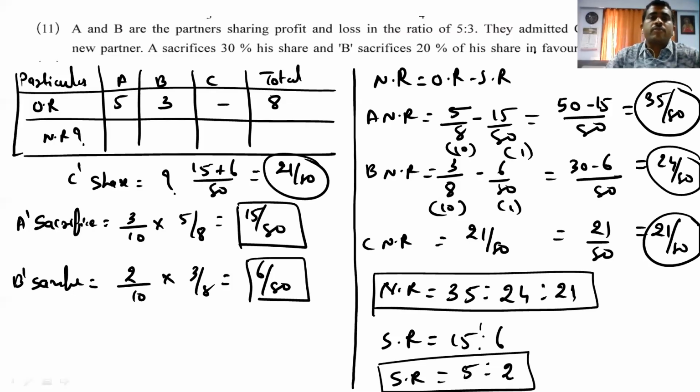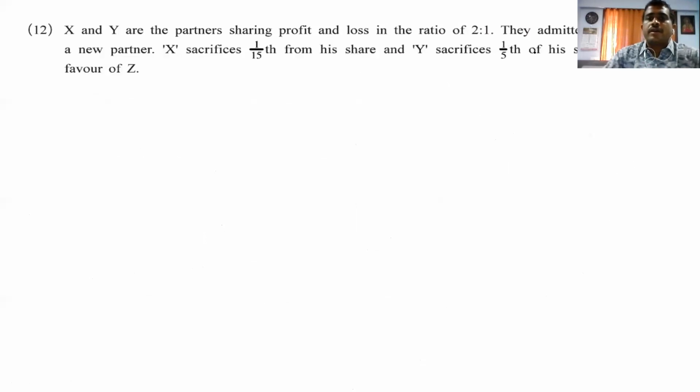Yes. So we have done up to the 11th question. So let's revise the 12th question also. X and Y are the partners sharing profit and loss in the ratio 2 is to 1. They admitted Z as a new partner. X sacrificed 1/15 from his share. Again, the word "from". So you have to keep 1/15 as it is. This word is very important, "from". And 1/15 of his share, that we have to multiply. Right? Then you get this answer.